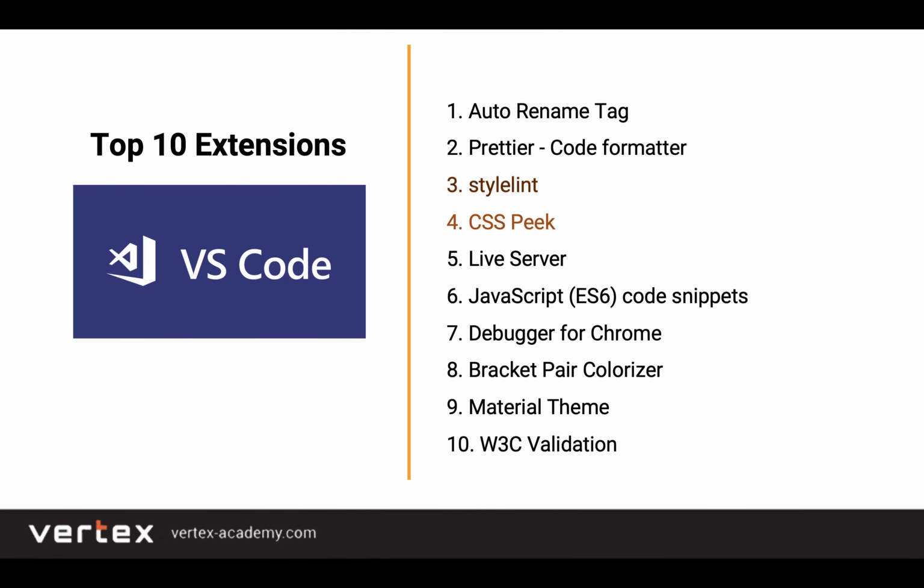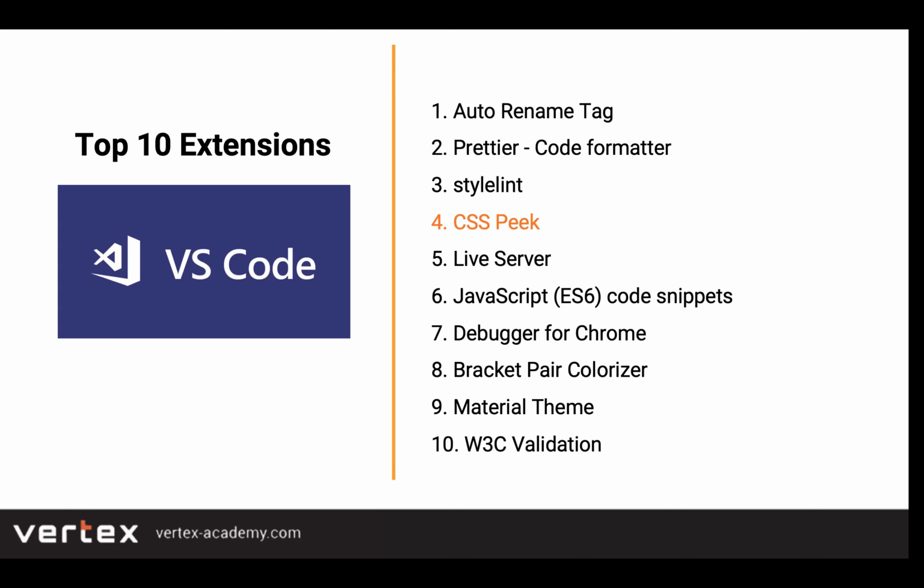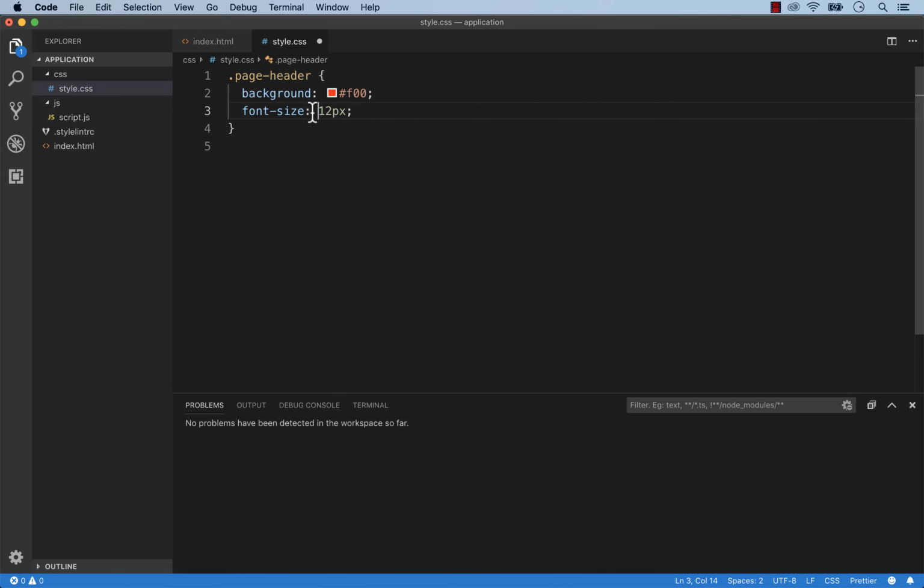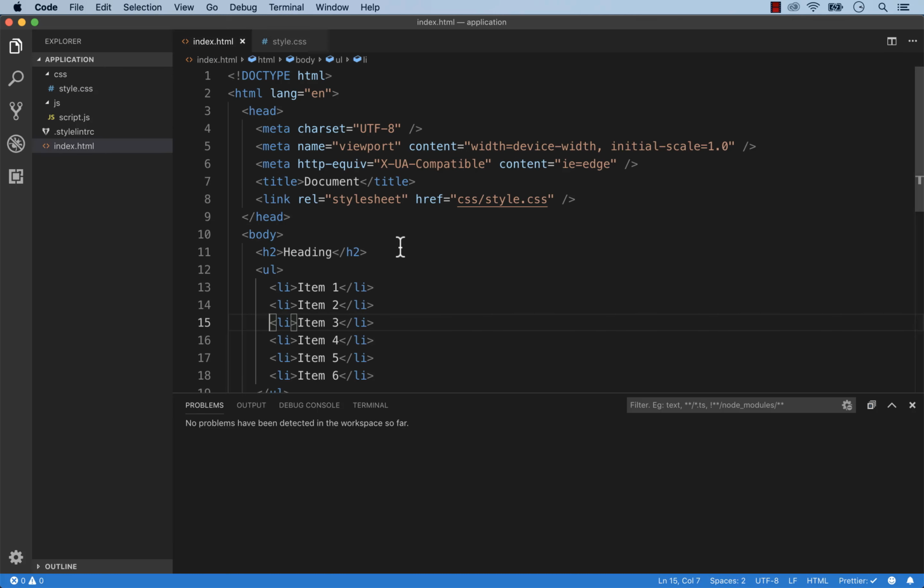Okay, let's head over to the next extension, which is called CSS Peek. This extension is really useful. With CSS Peek, you can easily find the CSS style you need whenever you work with HTML files. Okay, let me explain with an example. As you can see, in the CSS file, we have the CSS styles written for the class pageHeader. And then in the index.html file, we're going to add header with the class pageHeader.